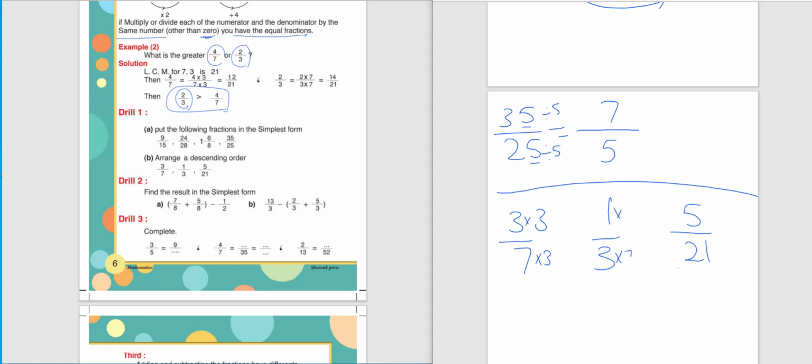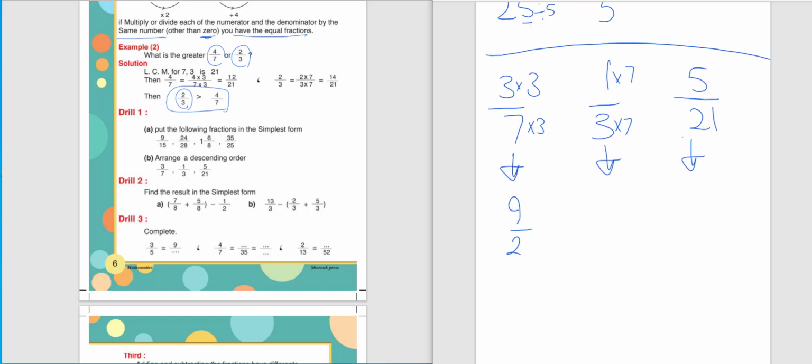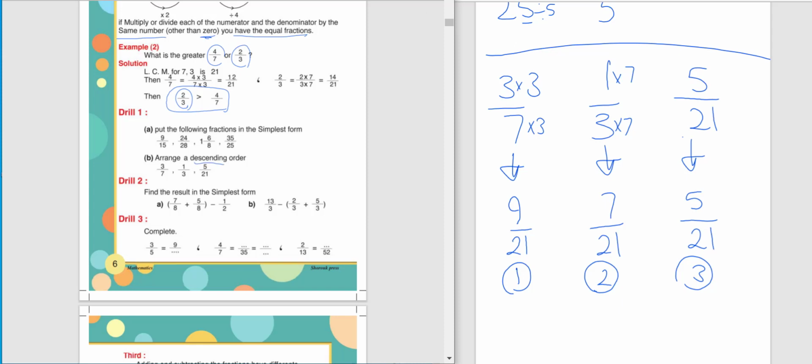Here, 7 and 7. Now, 3 times 3 equals 9/21. Here we have 7 times 1 equals 7, and 3 times 7 equals 21. And here 5/21 as it is. Let's compare, then arrange. When we have the same denominator, we look at the numerator and choose the greatest one, the greatest numerator, the greatest fraction. So here 9/21 is the greatest because the numerator is 9, then 7, then 5. Here he said descending order, so from the greatest to the smallest. So 9, then 7, then 5.